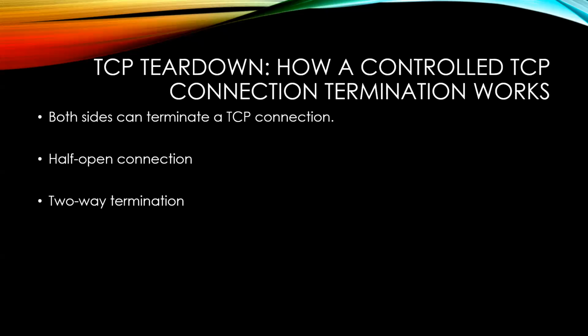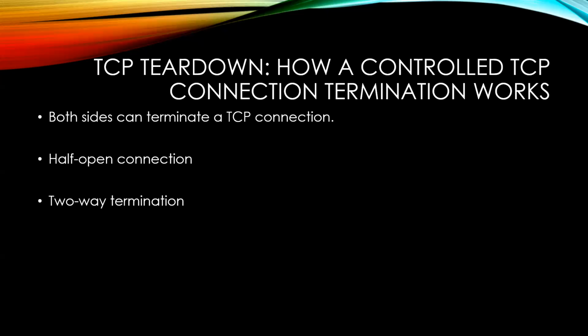So, the teardown of how a controlled TCP connection termination works. Both sides of a connection can terminate a TCP connection, and even one-sided termination is possible. That is known as a half-open connection, whereby the other side is still allowed to transfer data, even if one side has already disconnected. The breakdown of the two-way termination, which is initiated by the client for the sake of simplicity in this example, can be summarized as follows.